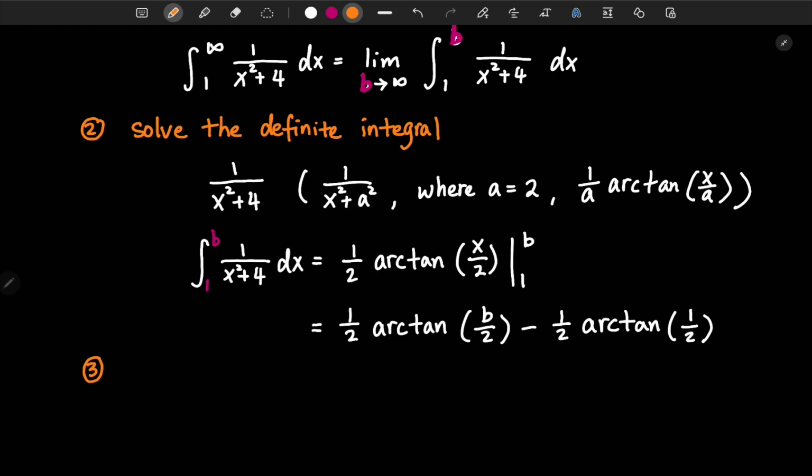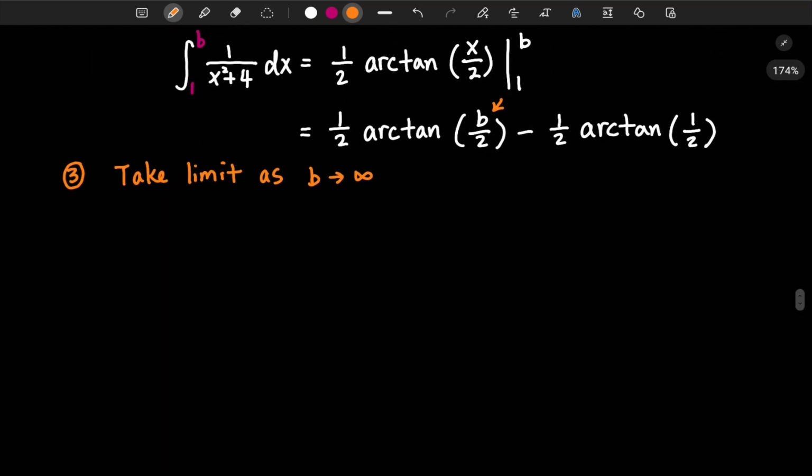The third step, last but not least, is to take the limit as b goes to infinity. Because don't forget here, the b is an arbitrary variable that we created in order to replace infinity. So we still need to plug in b as infinity and see what answer we could get. And in our case, let me draw the graph for arc tangent. It might be easier to visualize it that way.